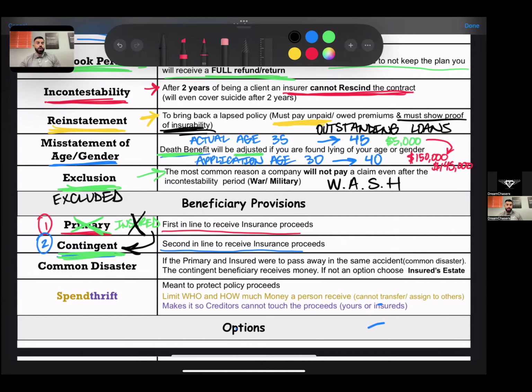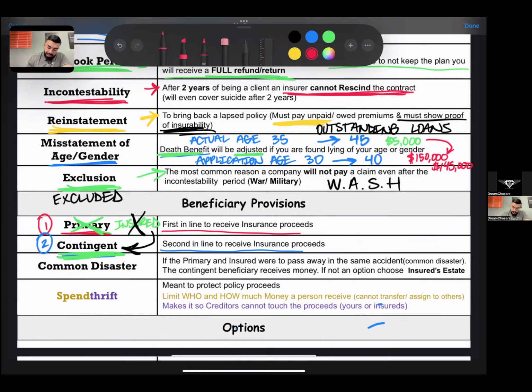So the only way that the contingent beneficiary can receive the money is that the primary has to predecease, and you may see it on the test. The primary predeceases the insured. Then the insured dies. Now it's paid out to the contingent, right? The second person in line. Okay.